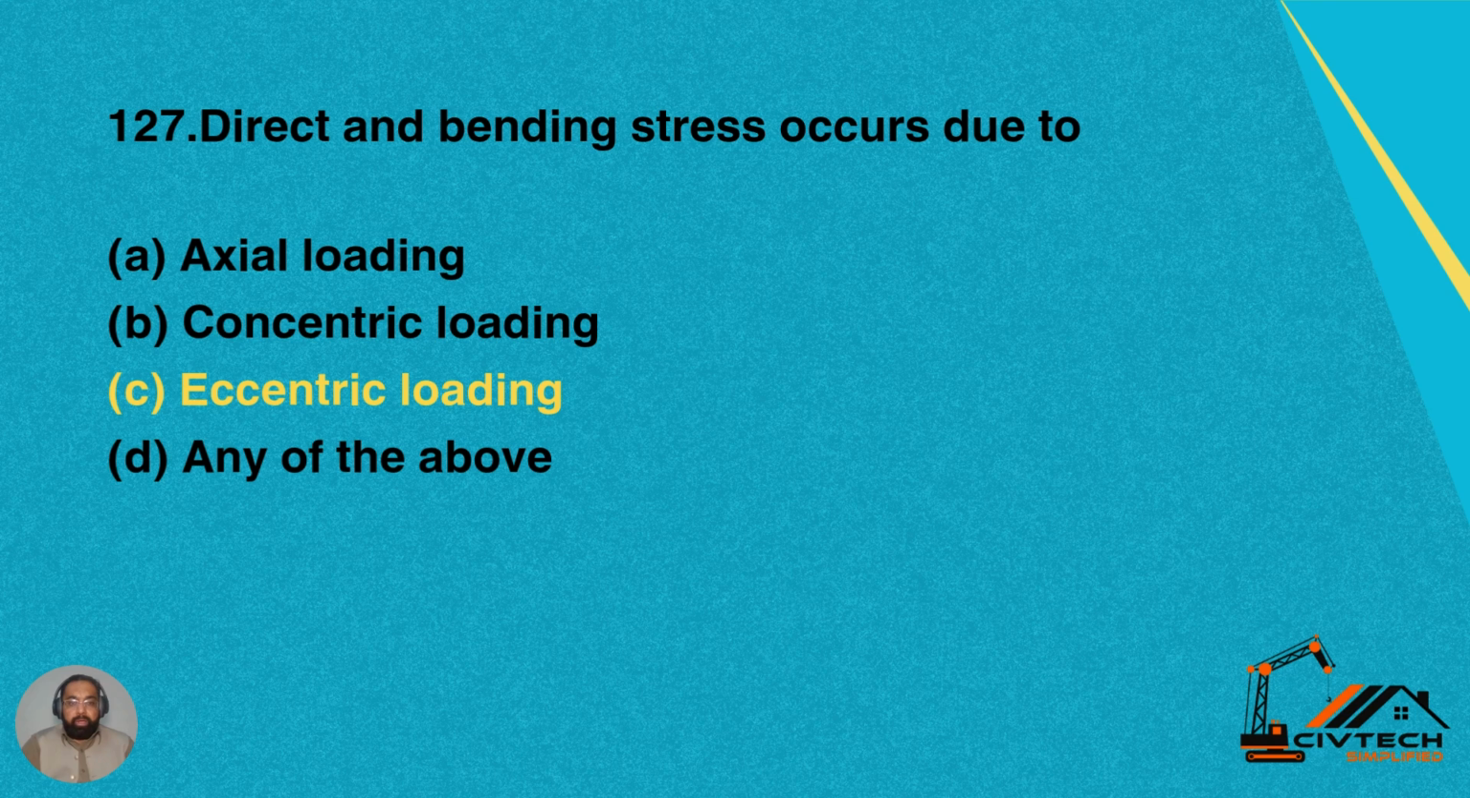127. Direct and bending stress occurs due to option A, axial loading, option B, concentric loading, option C, eccentric loading, option D, any of the above. Direct and bending stress occurs due to eccentric loading. C is the correct answer for this question.